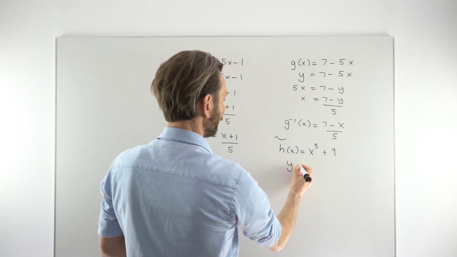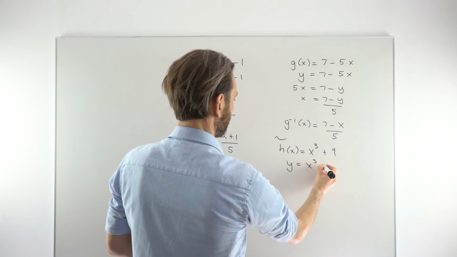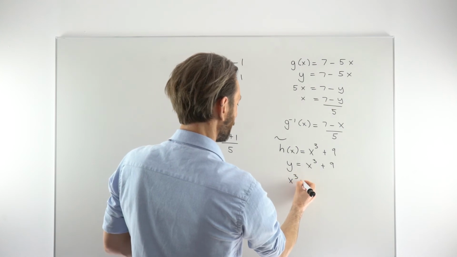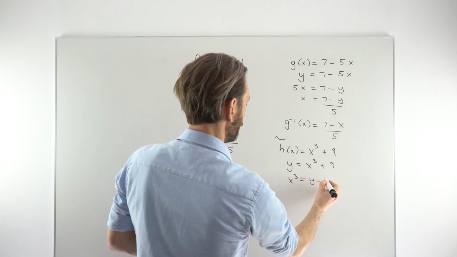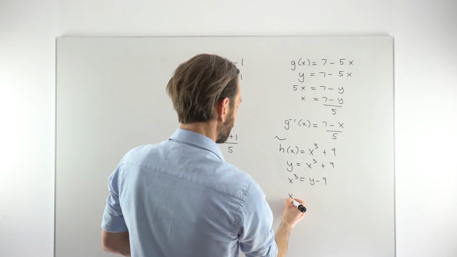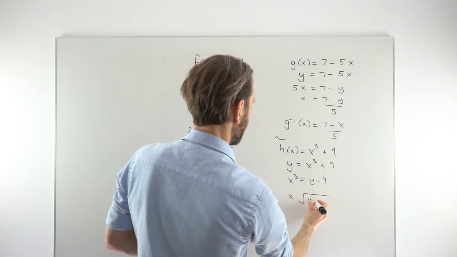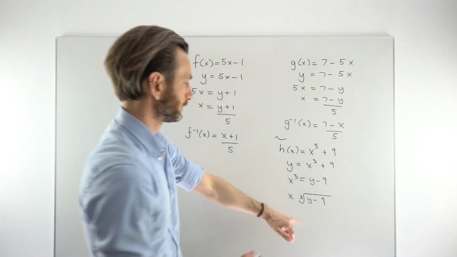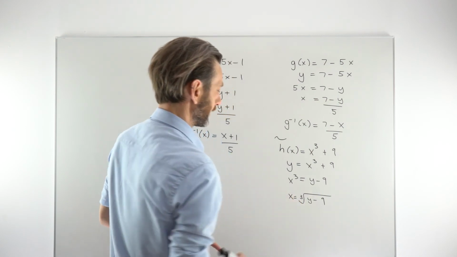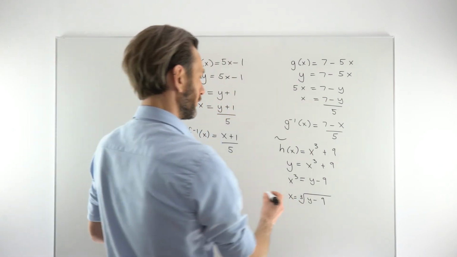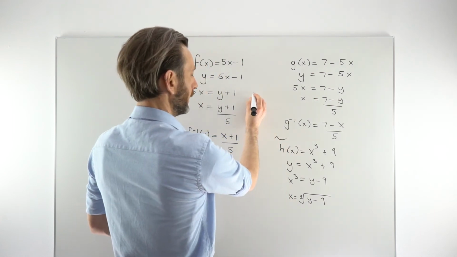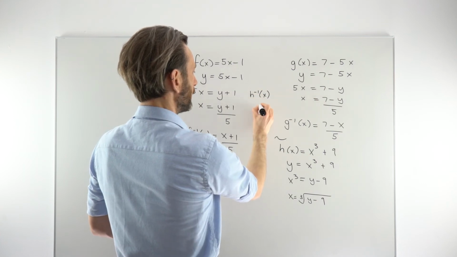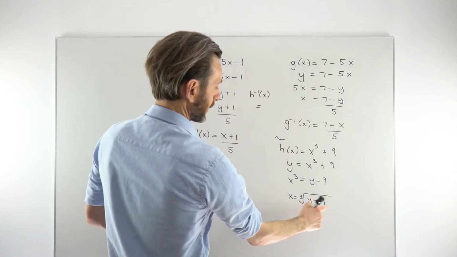So we're going to change the h of x to y, and then it's just a case again of rearranging the equation to x. So we would get x cubed equals y minus 9, and then we're just going to take the cube root, so cube root of y minus 9. And it's going to take one more line to rewrite that in the correct notation. So h to the minus 1 of x is going to equal cube root of x minus 9.